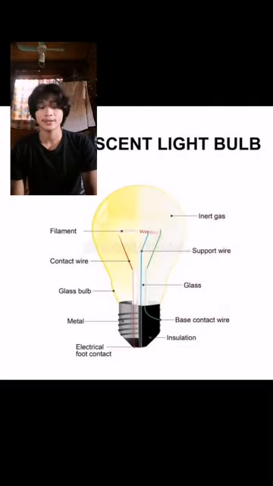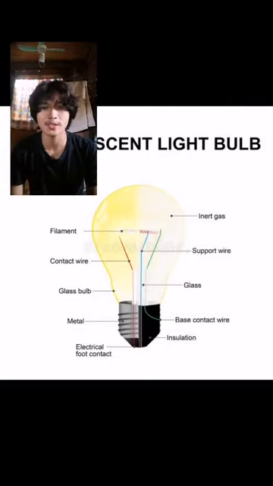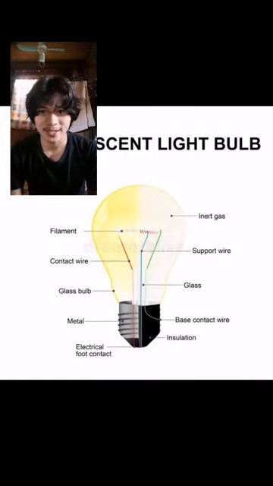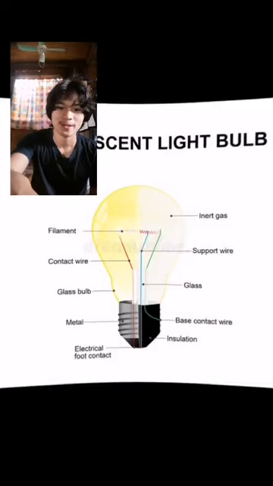So let's talk about the parts of the incandescent light or light bulb. The first one is the filaments, then contact wire, glass bulb, metal, electrical foot contact, base contact wire, insulation, glass, and support wire, and inert gas.